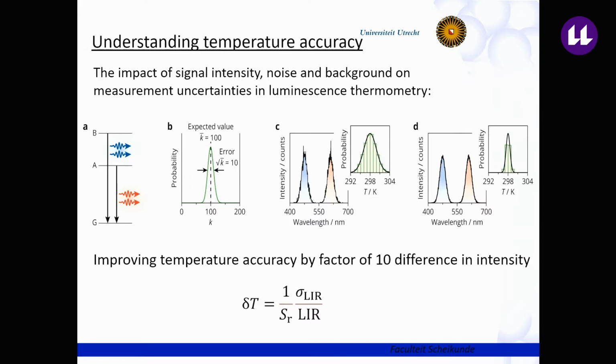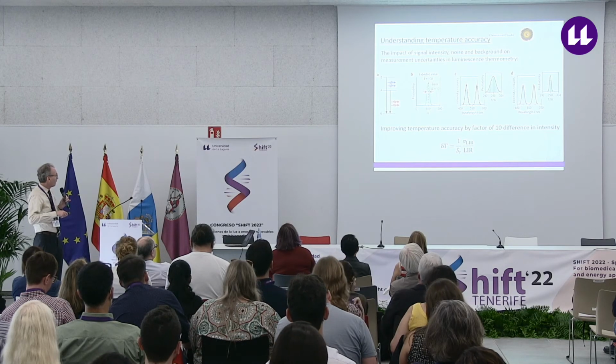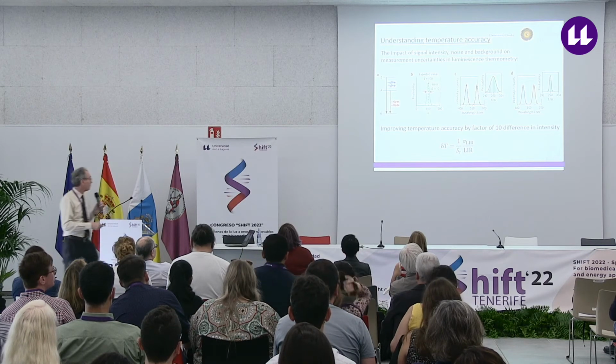Then, understanding temperature accuracy. How accurate or how precise can we determine the temperature? The main factor that we discovered for the precision of the temperature that you can determine is just statistical random noise in your intensity, Poisson noise. And we did some simple simulations. If you have an expected emission peak, and when you have a peak intensity of 100 counts, then the error in that Poisson statistic tells you is the square root of 100, which is 10.